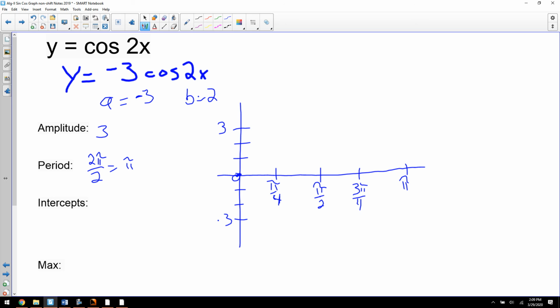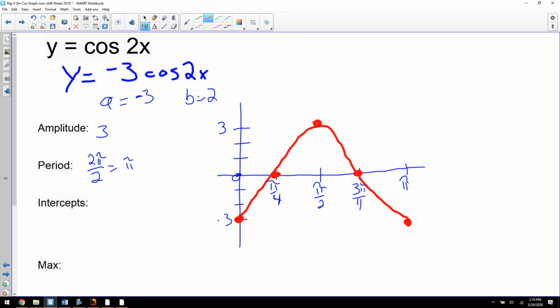Now, cosine graphs, remember, cosine always starts at whatever the A value is. So in this case, the A value is -3. So we plot it at -3. It goes to 0, it goes to the opposite of A, goes to 0, and it goes back to A. And this is what our cosine graphs look like.